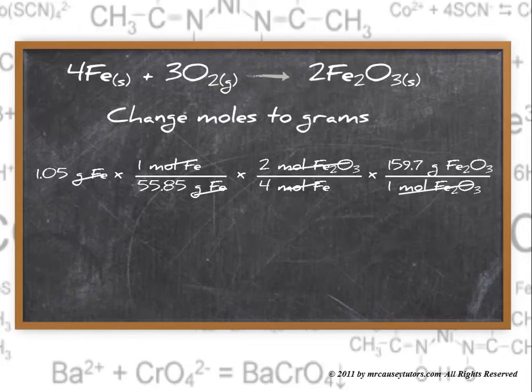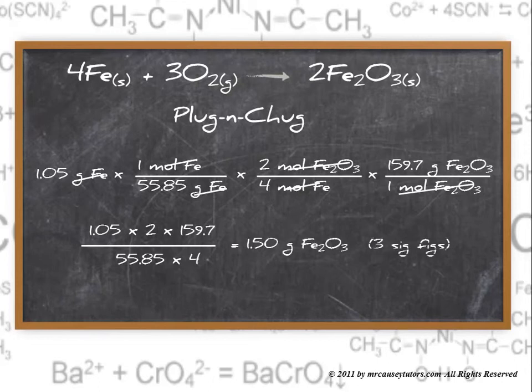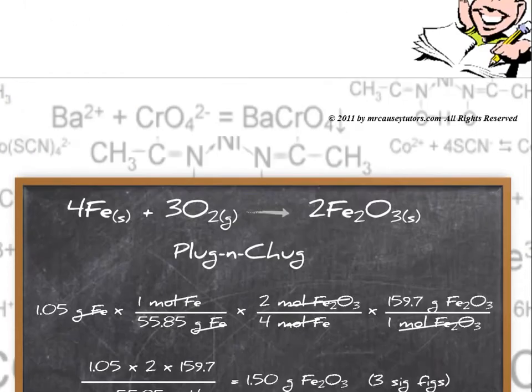Next thing we need to do is plug and chug. Take my numbers. Now I already know my units are going to be grams. That's obvious from the unit analysis above. So I'm just going to plug and chug, put it in my calculator, and there's 1.50 grams of iron 3 oxide with 3 sig figs.